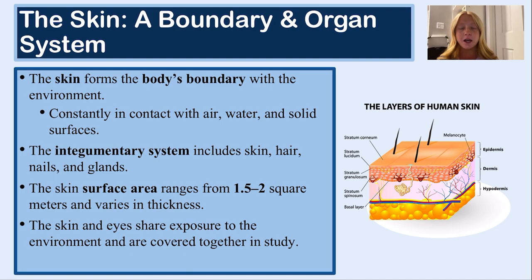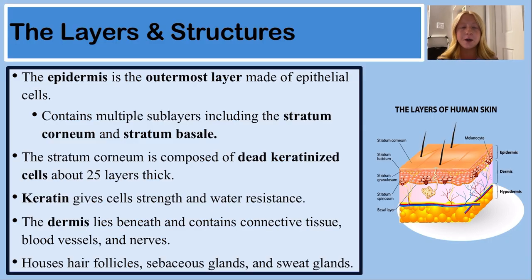So the skin surface area covers about 1.5 to 2 square meters, and it ranges in thickness depending on where it's at on the body. It's thin on places like the eyelids, but it's thick on areas like the soles of the feet. Because the skin and the eyes are both exposed to the environment, they share similar defenses and challenges, and they're often placed together, like in this presentation, when studying microbial diseases. So there are different layers and structures of the skin.